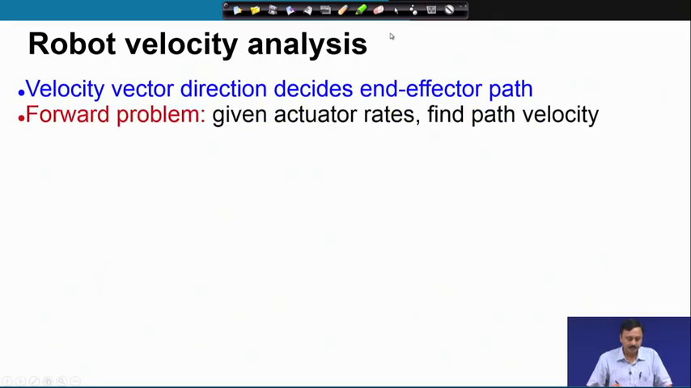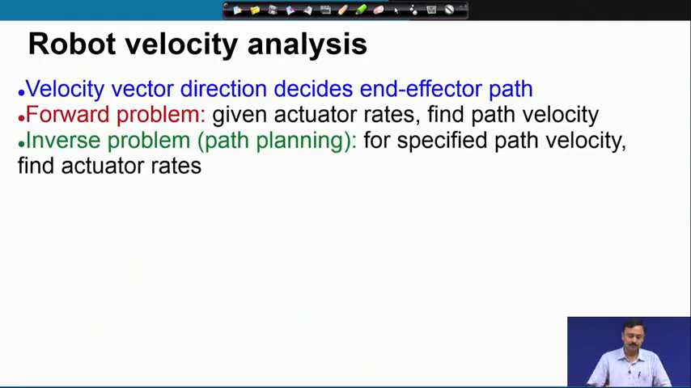In the case of robots, the velocity analysis problem is a little more complicated, because this velocity vector direction decides the end effector path. So, given the end effector path, the velocity vector direction must be tangential to this path. If you know the path velocity of the end effector at each point of the path, if you know the velocity vector, then the path must be the tangent curve to all these velocity vectors. So, given the actuator rates, finding path velocity and hence the path is the forward problem.